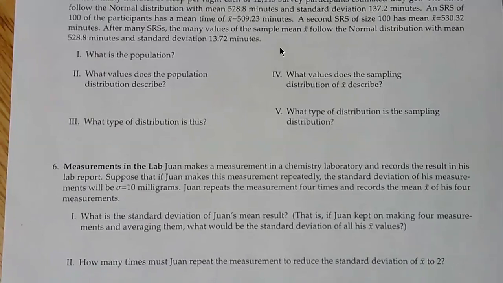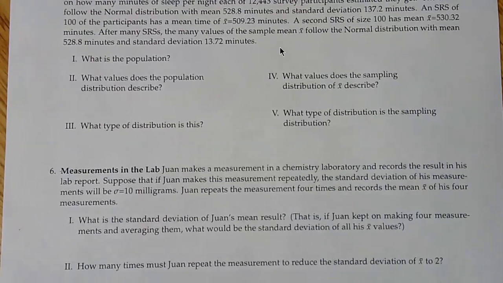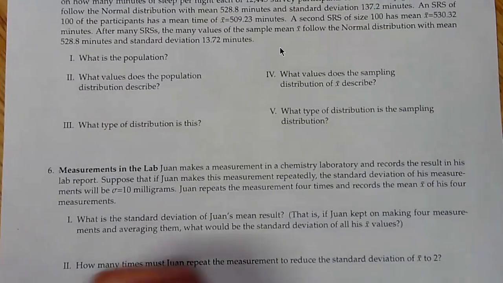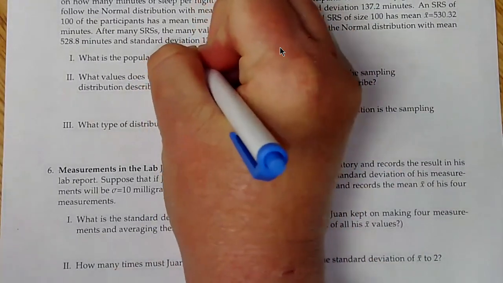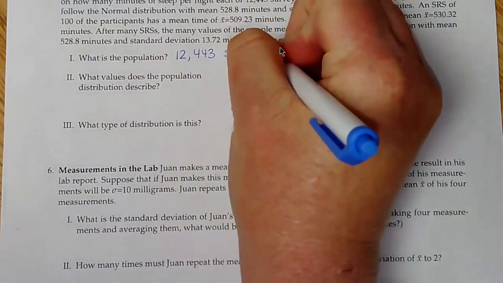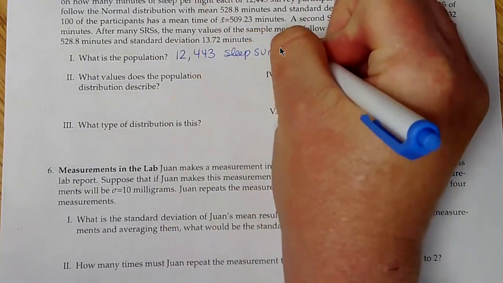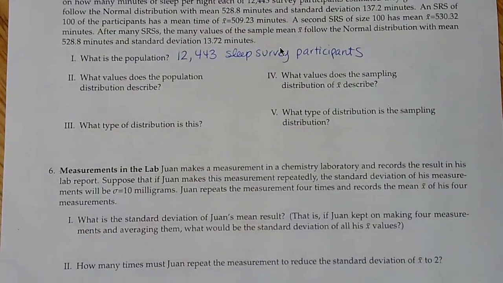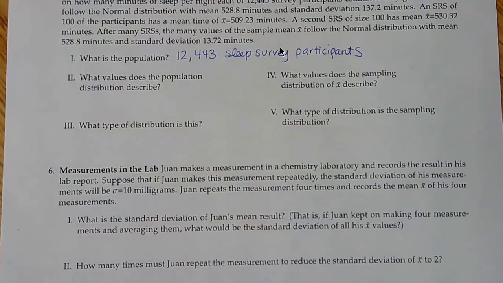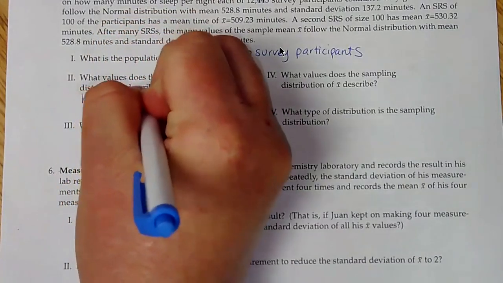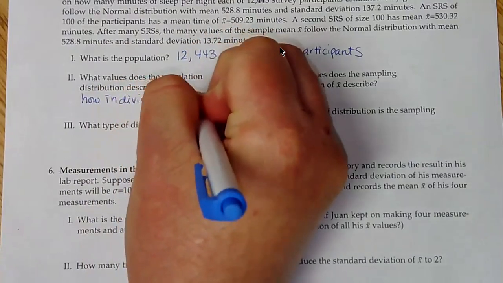The first question is, what is the population? We were pulling these samples from the survey, so our population is the survey group, which is the 12,443 sleep survey participants. Then it asks, what values does the population distribution describe? It describes how the individual sleep times vary.